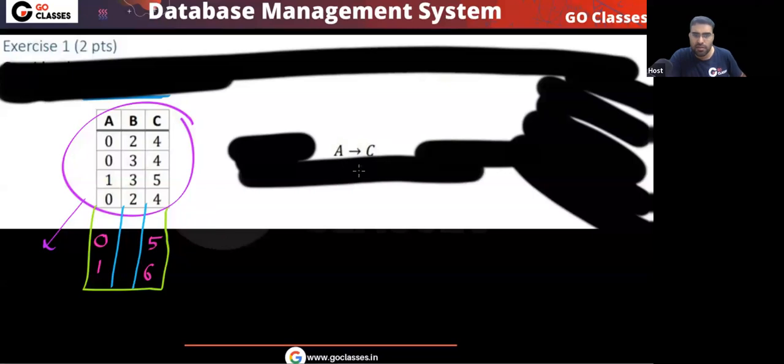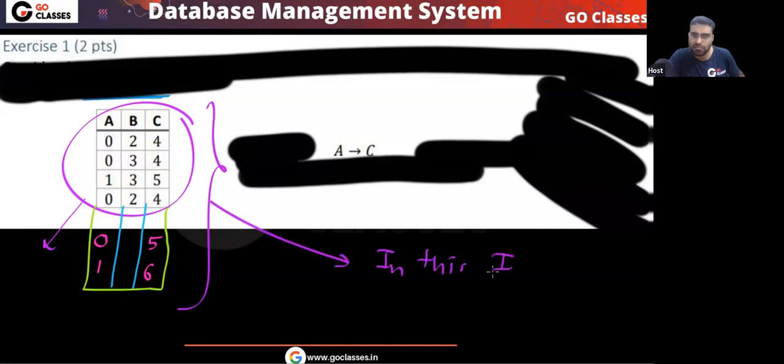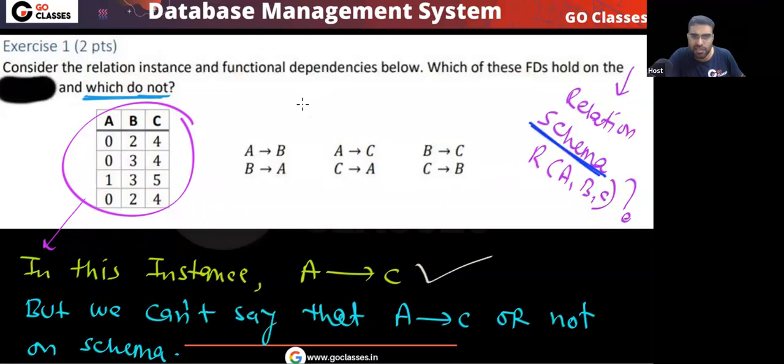So you can see in this instance A does not determine C. Okay, I hope you understood. So remember, please understand that A determines C is correct for this instance. In this instance, A determines C. But we cannot say for the schema. We cannot say whether A determines C holds for the schema or not.